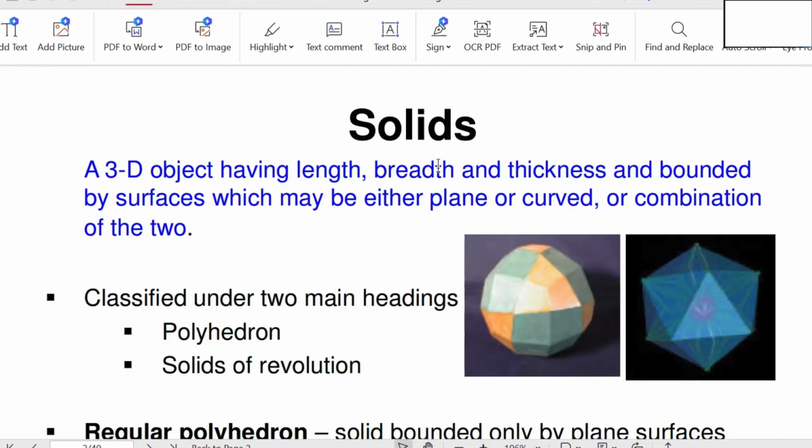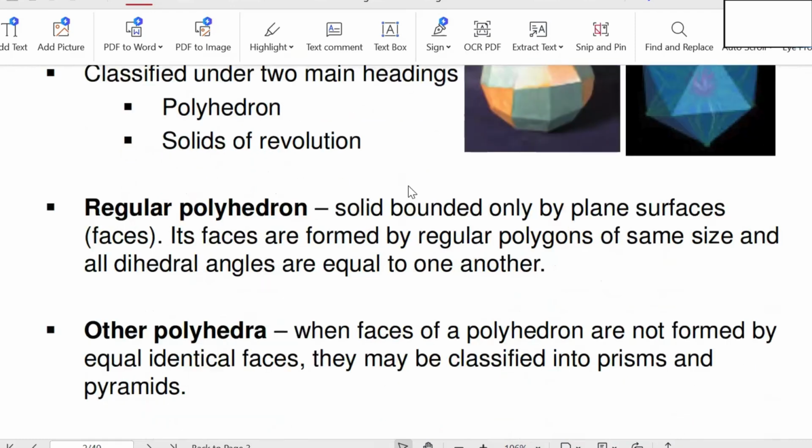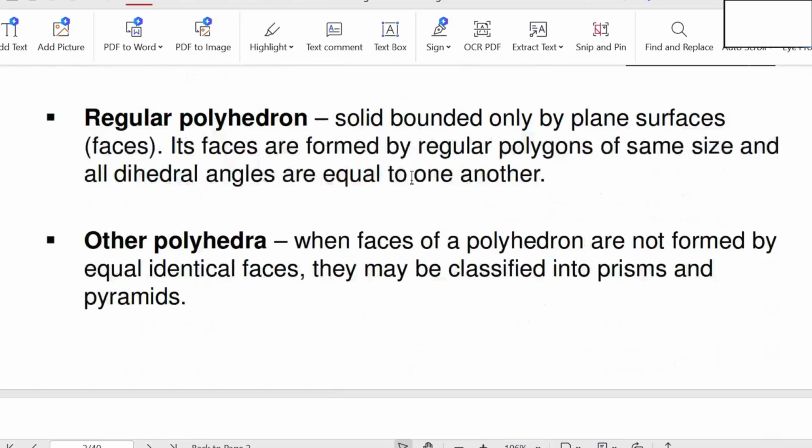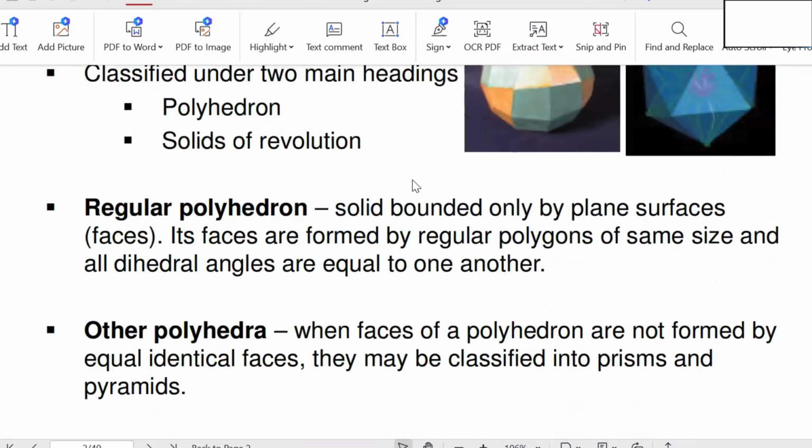There are two types. One is polyhedron. Second one is solids by revolution. Then coming to polyhedron, regular polyhedrons are there, irregular polyhedrons are there. Then coming to regular polyhedron, it consists of many faces, many planes, a combination of many faces or many planes. If all the faces in that particular solid are similar, equal, the same, then it is known as regular polyhedron.